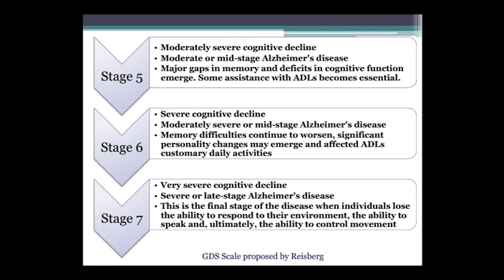And then stage 7 is the very severe cognitive decline, the late-stage terminal phase of Alzheimer's disease. This is when individuals lose the ability to respond to their environment, so they're usually bedbound, they can't take care of themselves, and they usually have very limited communication with caregivers and family members.